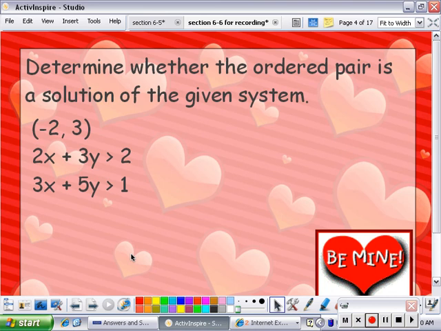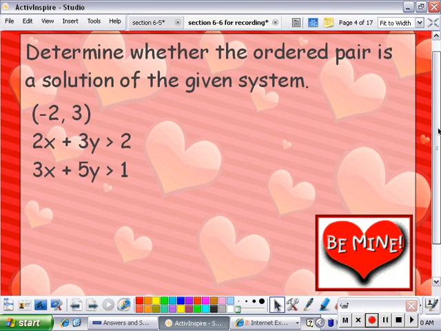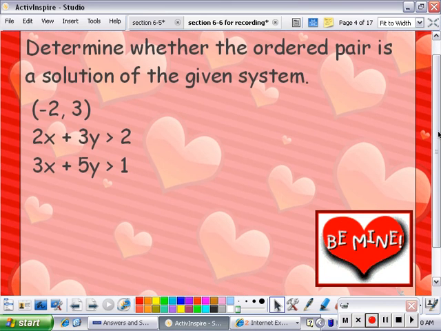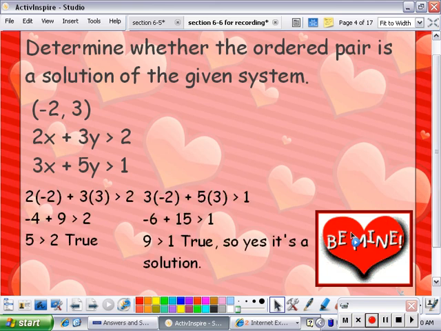In this one, we're going to go ahead and do negative 2, 3: negative 2 for x, 3 for y. So we substitute that into the first equation, and it gives us negative 4 plus 9 is greater than 2. Well, 5 is greater than 2. That's true. So then we go on and try the second equation. When we do that, we substitute in the negative 2 for x again, the 3 for y. This time we get negative 6 plus 15 is greater than 1. 9 is greater than 1, so this one is a solution.